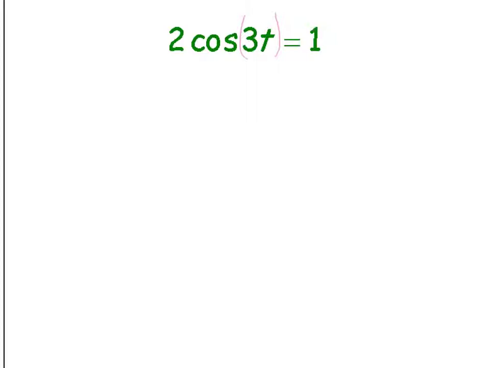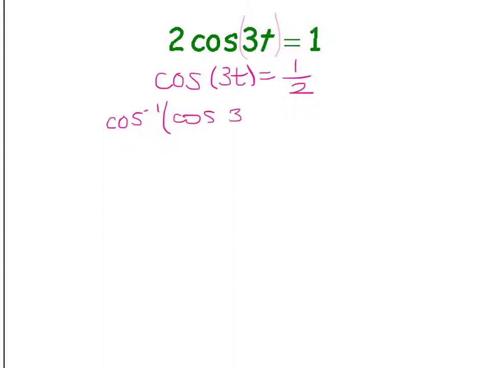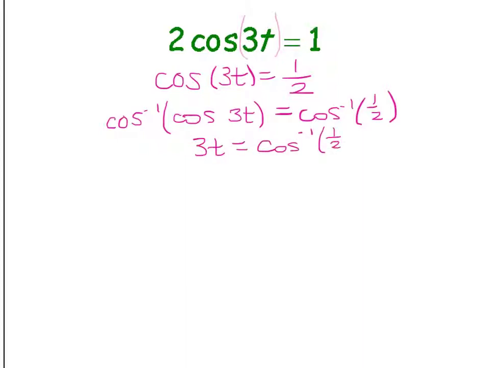Let's begin by dividing both sides by 2. So then I have cosine of 3t equals 1/2. And if I want to find 3t, then I have to get rid of cosine. So essentially I'm using the cosine inverse function on both sides. This will allow me to get rid of the cosines here. So I end up with 3t equals cosine inverse of 1/2.